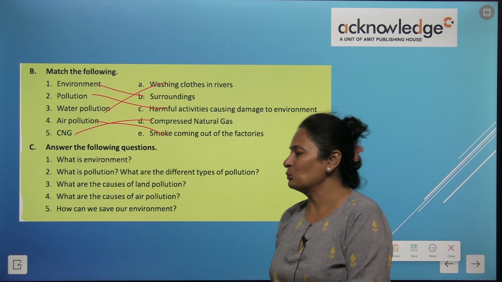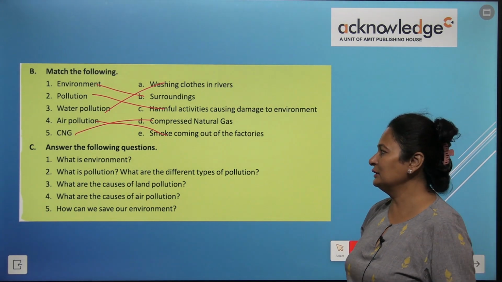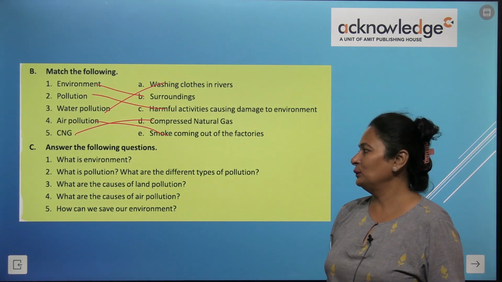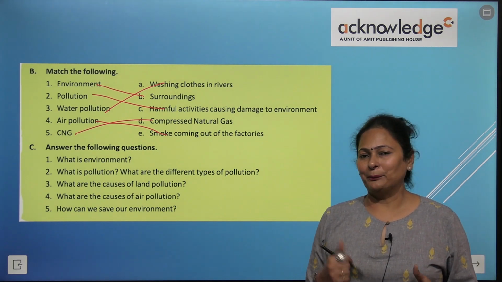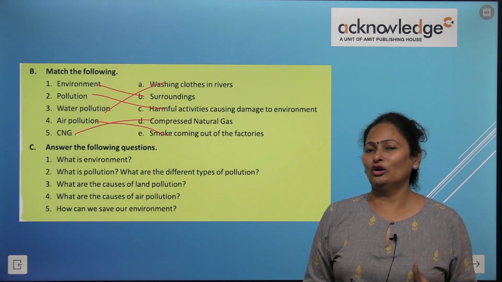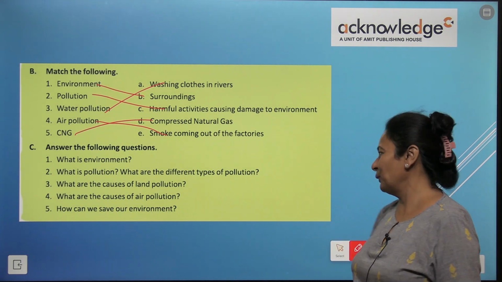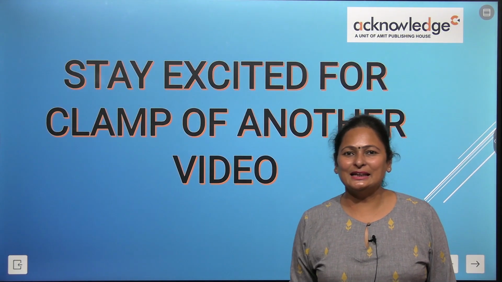Again, question answers. What is an environment? What is pollution? Different types of pollution. What are causes of land pollution, air pollution, and how we can save our environment. This is your homework, kids. We have already discussed in detail. You can do it on your own. Very good. So that's all for this chapter.